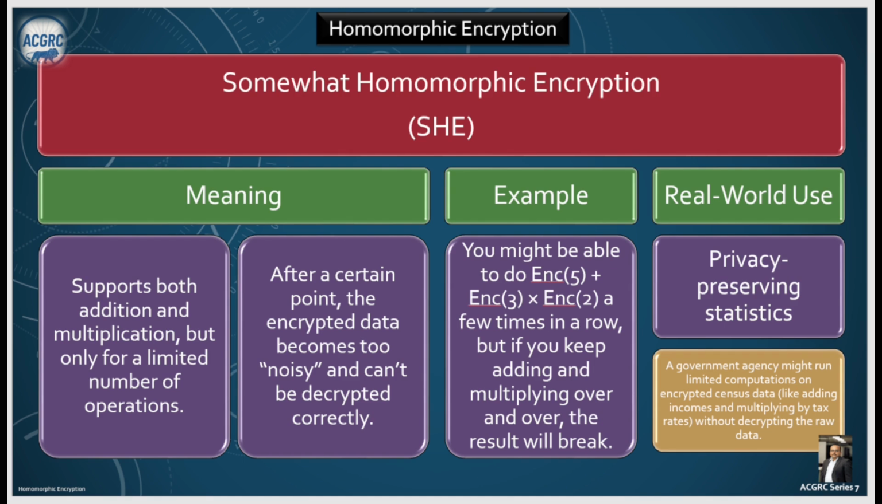Real world use, well, privacy preserving statistics. Example, a government agency might run limited computation on encrypted census data, like adding income and multiplying by tax rate, without decrypting the raw data. This is an example that potentially can be used or is already used in the real world. So that's SHE, or somewhat homomorphic encryption.